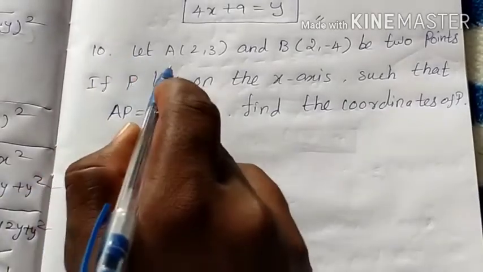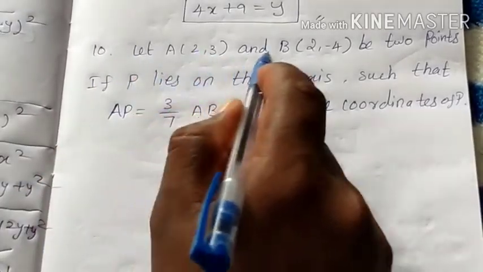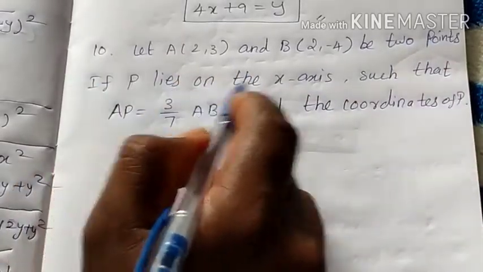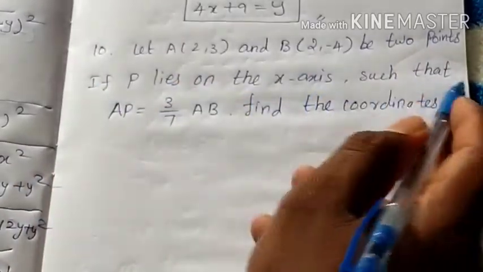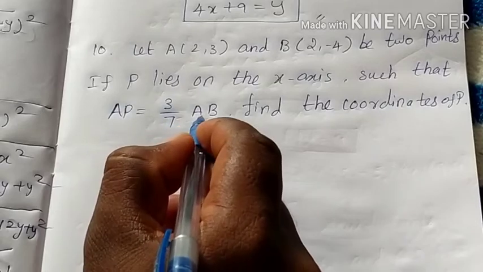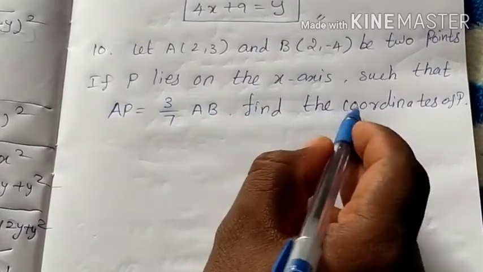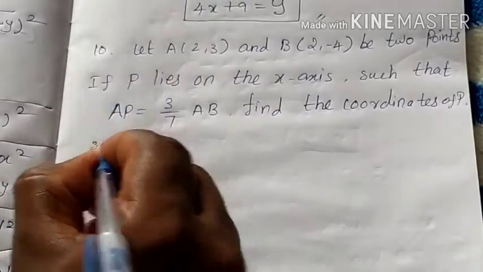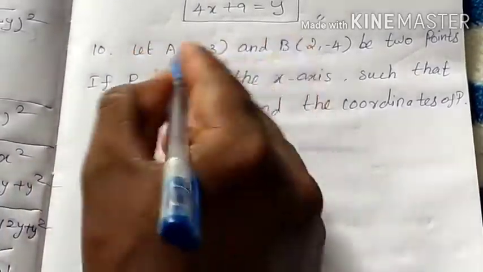Okay, next 10th question. Let A (2, 3) and B (2, -4) be two points. If P lies on the x-axis such that AB is equal to 3/7 into AP, find the coordinates of P. Okay, the solution. This is the A and B point.